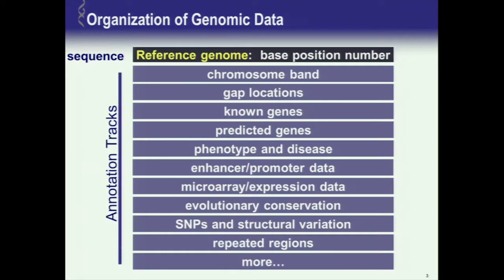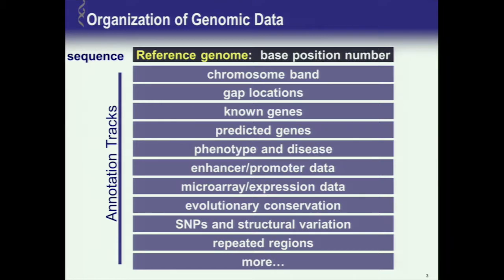And then there are a ton of other annotations that have been added onto that string of A's, T's, C's, and G's. So basic things like chromosome bands, what you look at down the microscope, roughly where those dark and light bands that you see in G-banding are, where gaps are in the human genome, bits that we don't fully know what they are, where known and predicted genes are.